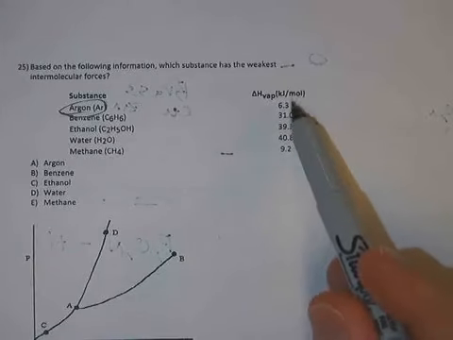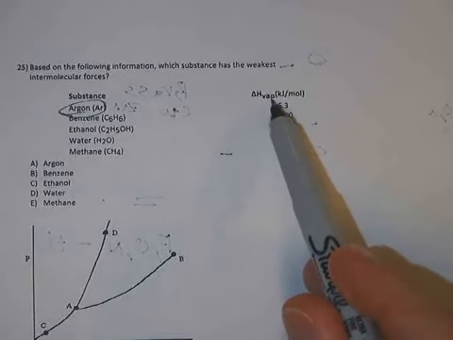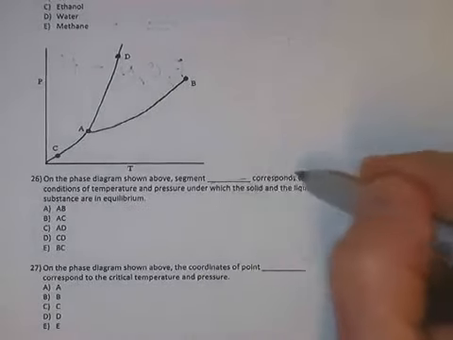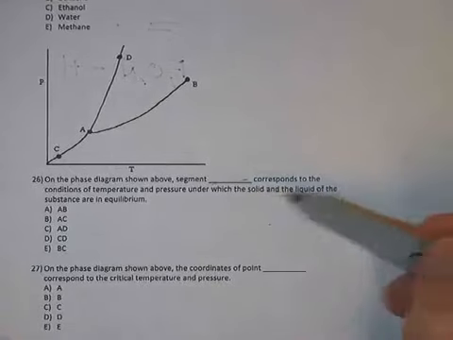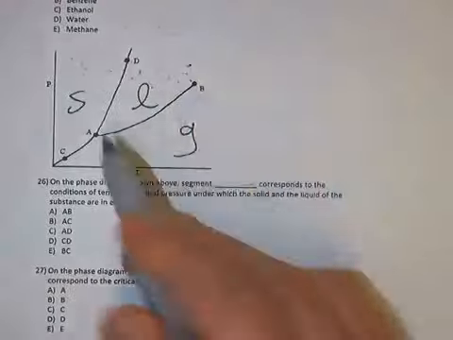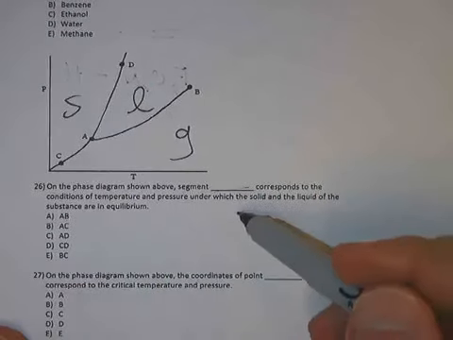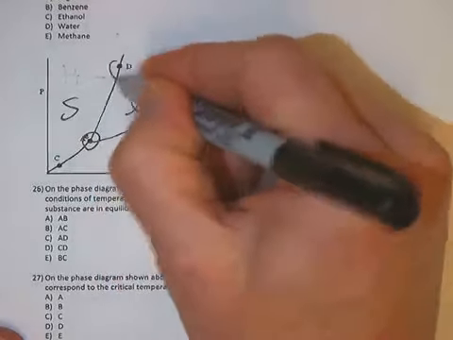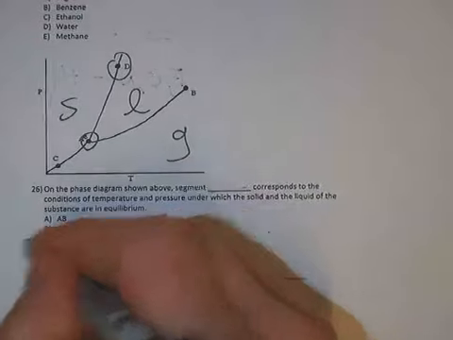Which of the following substances does not have hydrogen bonding? So remember, hydrogen bonding has an F, O, or N connected to an H. And in this one right here, we do not have an F, O, or N connected to an H. Backside right here, we have, based on the following information, which has the weakest intermolecular forces. Argon right here would have the weakest because it has the lowest energy of vaporization. It takes the least amount of energy to make it go from a liquid to a gas.